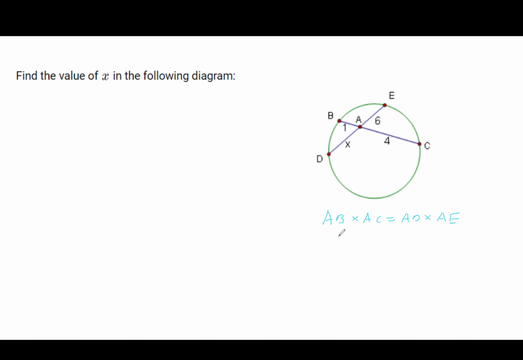So AB is equal to 1, right? And then AC is equal to 4. And then AD is x. And then AE is equal to 6. So solving for x, we get 2/3.